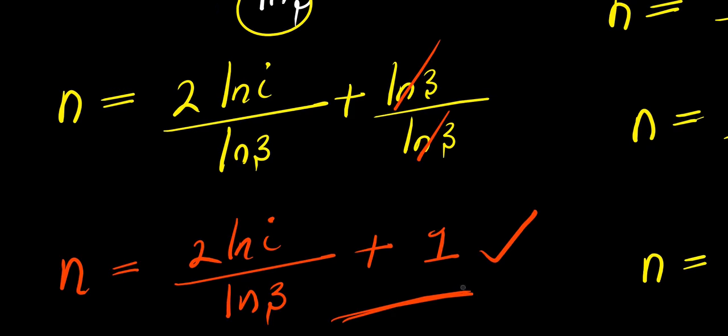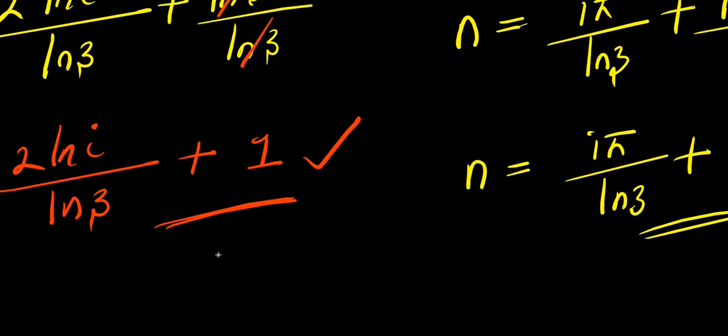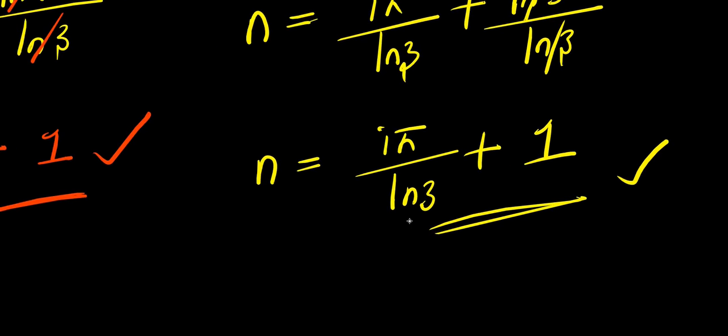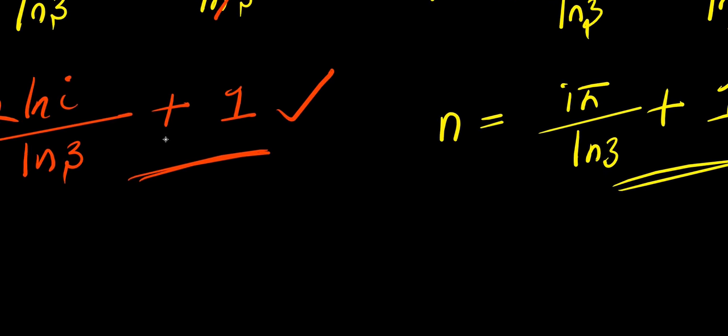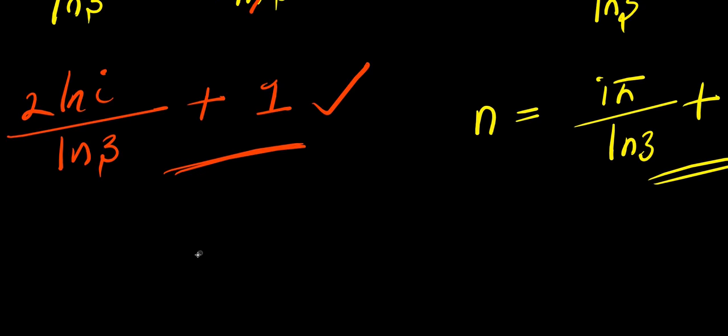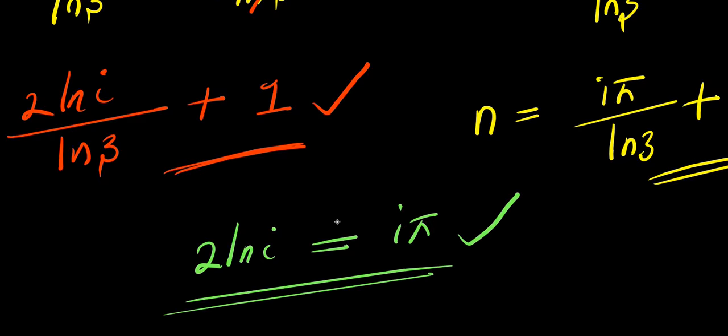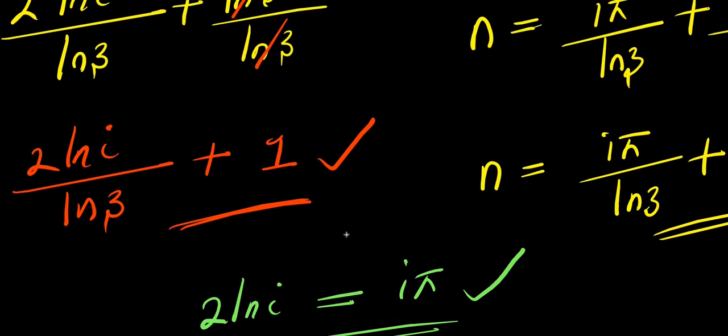This is our answer based on this method, and this was our answer based on this method. So here is 2 times natural log of I, here is I times pi. And this equality makes both solutions to be correct.